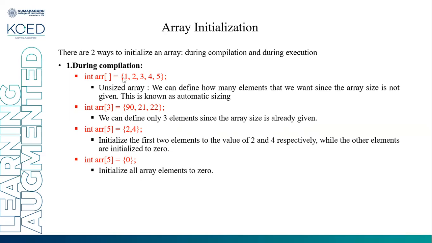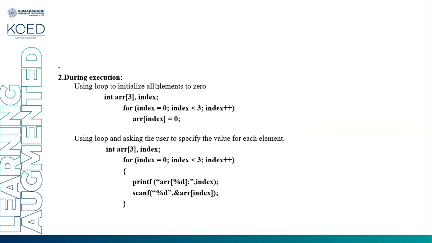This is known as compile-time allocation. The second one is during execution: we are able to allocate values to the array during execution also, using a loop to initialize the array elements.